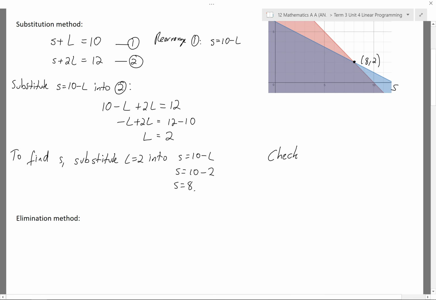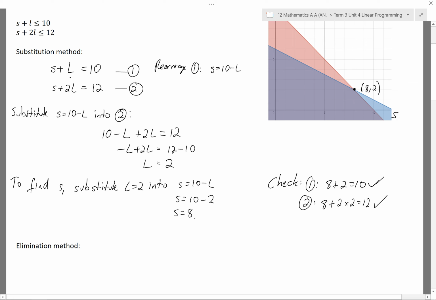I should probably check this to make sure that it works. In equation 1, I'm going to substitute S equals 8 and L equals 2 and make sure it equals 10. So 8 plus 2 equals 10, all good. And check in equation 2: 8 plus 2 times 2 equals 12, is that correct? Yep, all good. 8 plus 4 is 12. So I know that that is my intersection point, and from there I would be evaluating the objective function at that point.